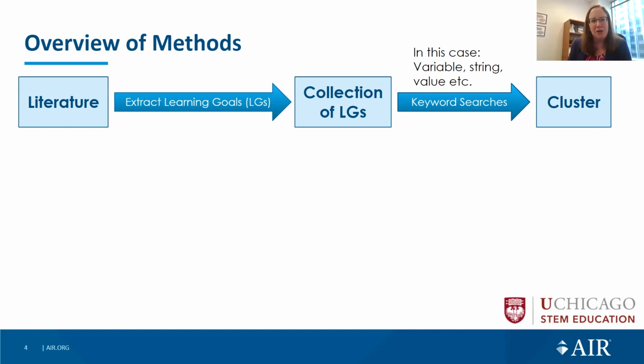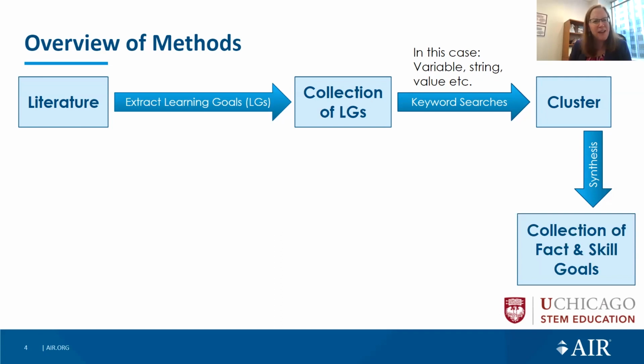And then the real work began in some sense, because the next part was 2 kinds of synthesis work that took a lot of collaboration and mutual expertise from our team members. The first kind of synthesis we did was trying to collect the different ideas, and we call them fact and skill goals. So what are the ideas, the topics, the facts, the things we want kids to be able to do related to variables in primary school?